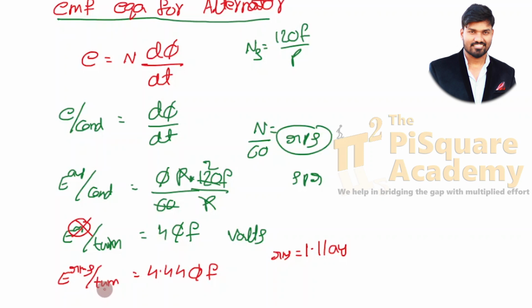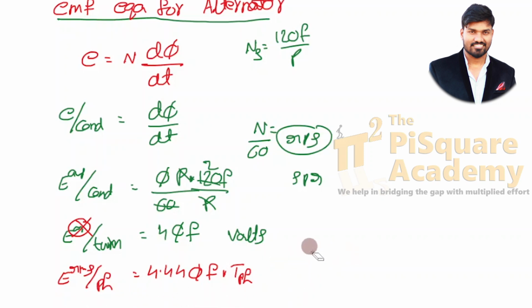Okay. Now per phase I want, not per turn. One turn is having this much, but I want one phase. Suppose each phase has 100 turns, so you multiply with 100. If it is having 10 turns, you will multiply with 10. So simply number of turns per phase. You are multiplying with number of turns per phase.